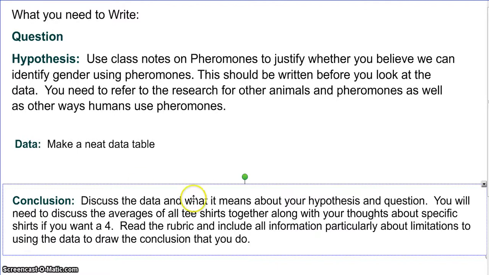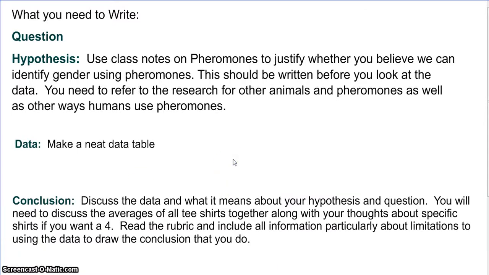Okay, this is going to be a quick overview of what you need to do in order to write your Learning Target 2 and 4 assessment on the human t-shirt pheromone study. First of all, you need to tell me the question, and you need to write a hypothesis. In the hypothesis you're going to use the class notes, the notes that we took in class on pheromones, to justify whether you believe we can identify gender using pheromones.